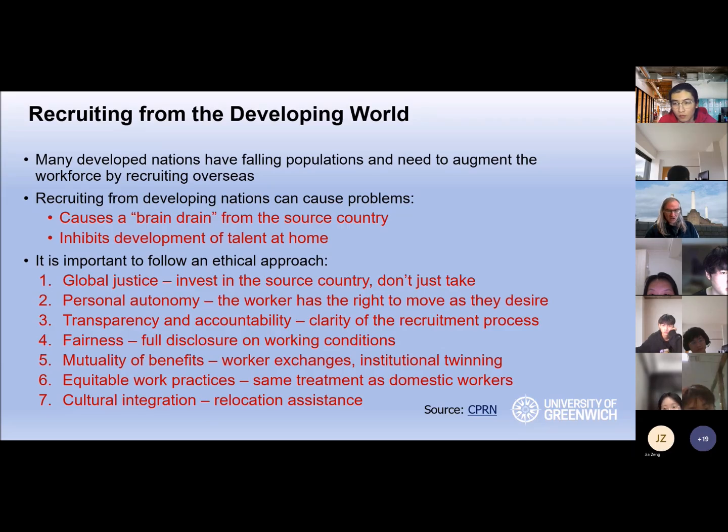Don't just take from the country, invest in it. So if you're taking nurses, if you're taking workers from the Philippines, maybe train them in the Philippines first. Allow those workers to move as they see fit. There is a tendency with workers from the developing world to exploit them, to almost treat them like slaves. You've got to allow them that personal autonomy for ethical reasons.